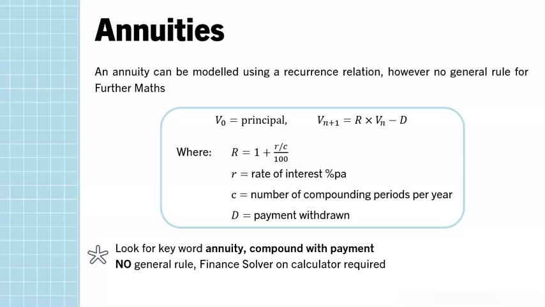And D, we're subtracting that because we are decreasing by that value. We're withdrawing. And a reminder that we have no general rule, so we would be using finance solver if we were asked to do more than just a couple of steps of calculation, and we'll look at some examples later in this video.